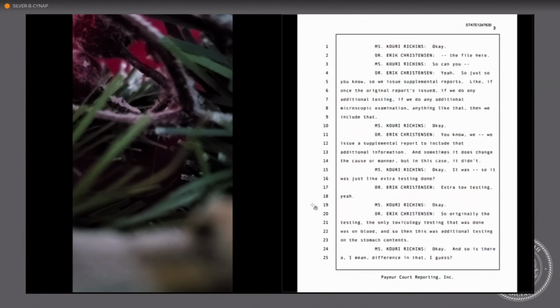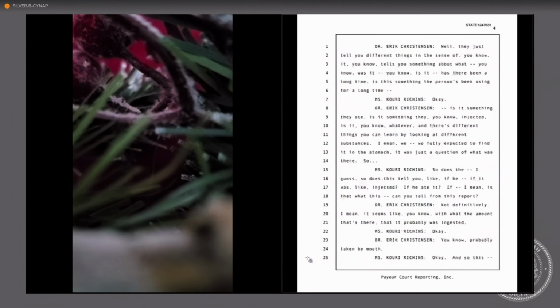So we issue supplemental reports, like once the original report's issued, if we do any additional testing, any additional microscopic examination, anything like that, then we include that. We issue a supplemental report to include that additional information. And sometimes it does change the cause or manner, but in this case, it didn't. Okay, it was just like extra testing done? Extra tox testing, yes. Originally the only toxicology testing that was done was on blood. And so then this was additional testing on stomach contents. Okay, and so is there a difference in that, I guess?